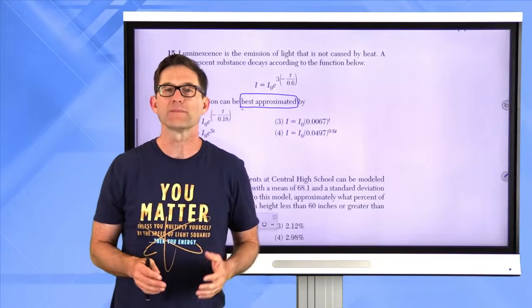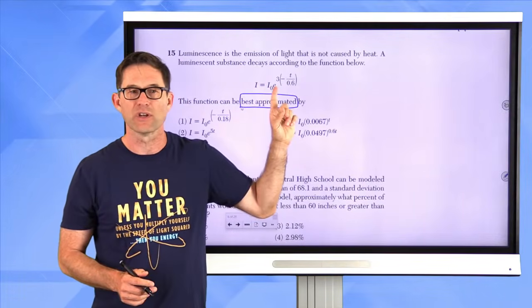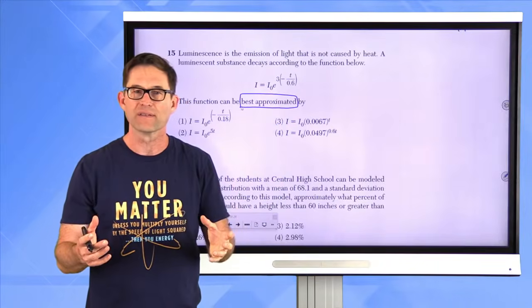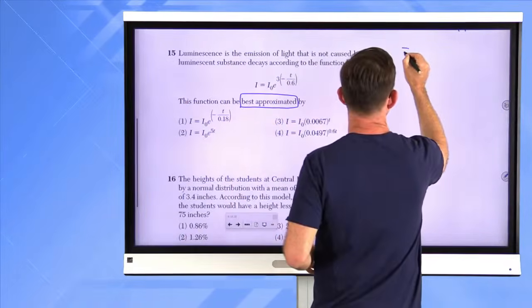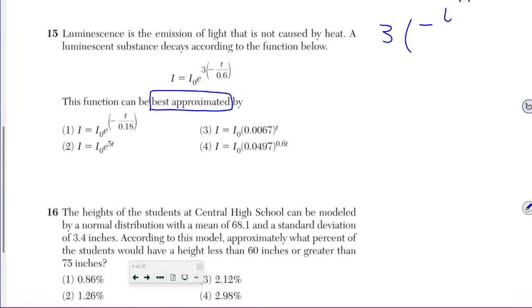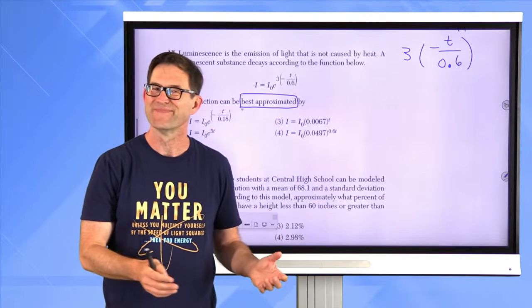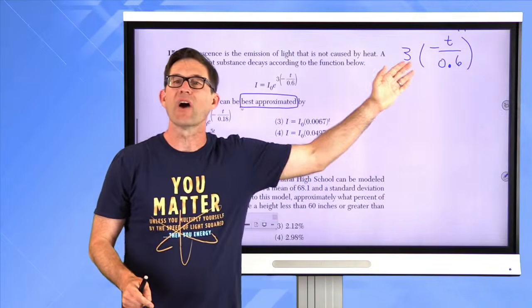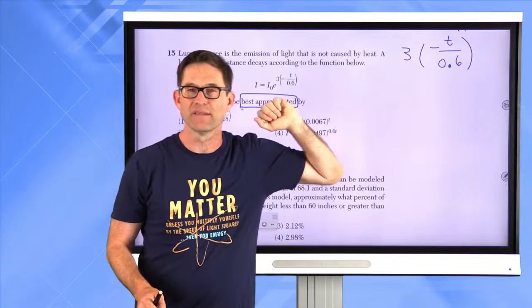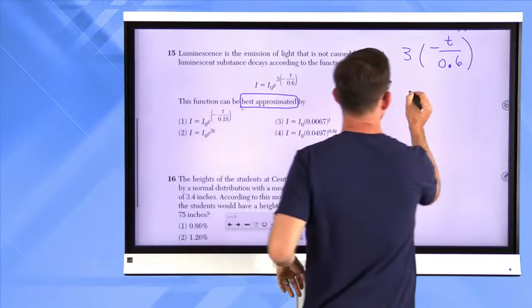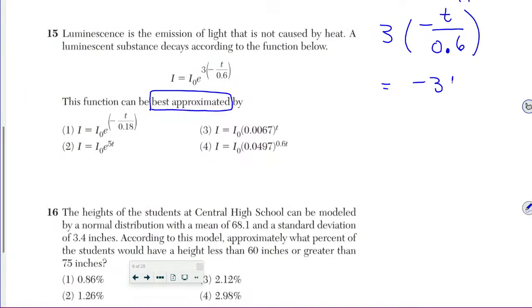Now, I think one of the hardest parts of this is really being able to look at this expression and just understand what it is. So let me take this for a second. First off, this almost looks like 3 minus t divided by 0.6. But it's not. This is 3 times negative t divided by 0.6. Even better, we could bring that 3 inside, and this will be negative 3t divided by 0.6.